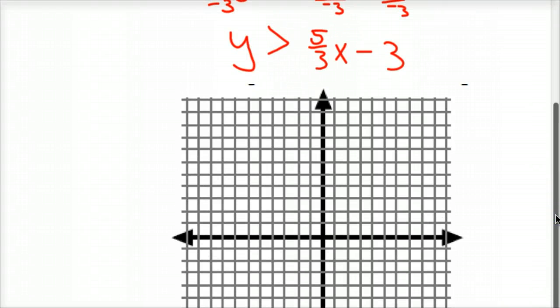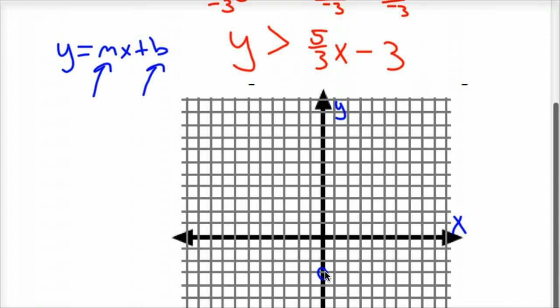So this is now somewhat in the form y equals mx plus b. It still works the same. m is your slope, b is your y-intercept. So negative 3 is my y-intercept. Here's my y-axis, here's my x-axis. You would go down 3 and make an open circle. I'll explain that in a second. And then from there, you do your slope. You go up 5, 1, 2, 3, 4, 5, over 3, 1, 2, 3, and make another open circle. And then it would be a dotted line.